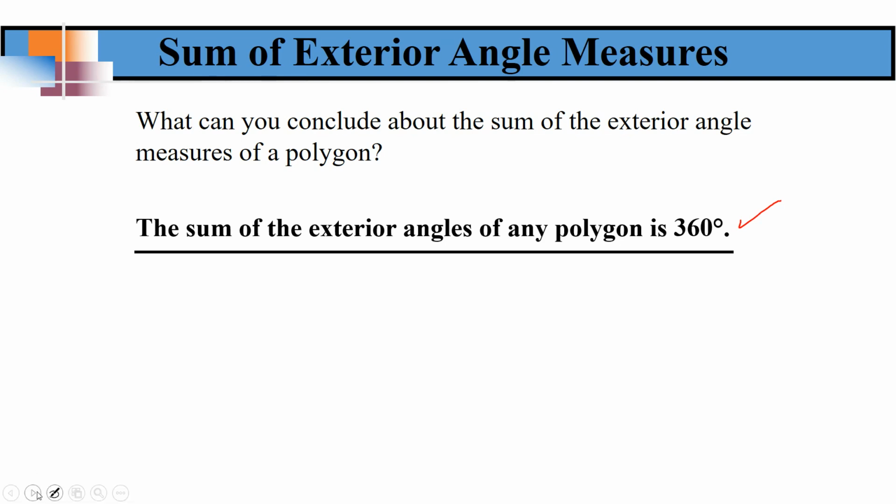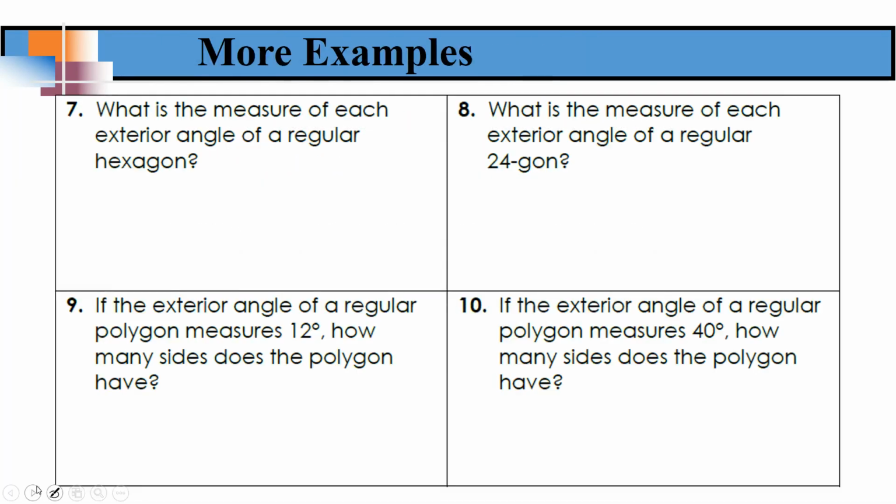All right, now let's do some practice with exterior angles. In example 7, it says, what is the measure of each exterior angle of a regular hexagon? Notice they're not asking for the sum here, they're asking for the measure of each exterior angle of a regular hexagon. Well, we know the sum of all the exterior angles is 360, and if we divide it up evenly among the 6 sides in a hexagon, that means that each exterior angle would be 60 degrees.